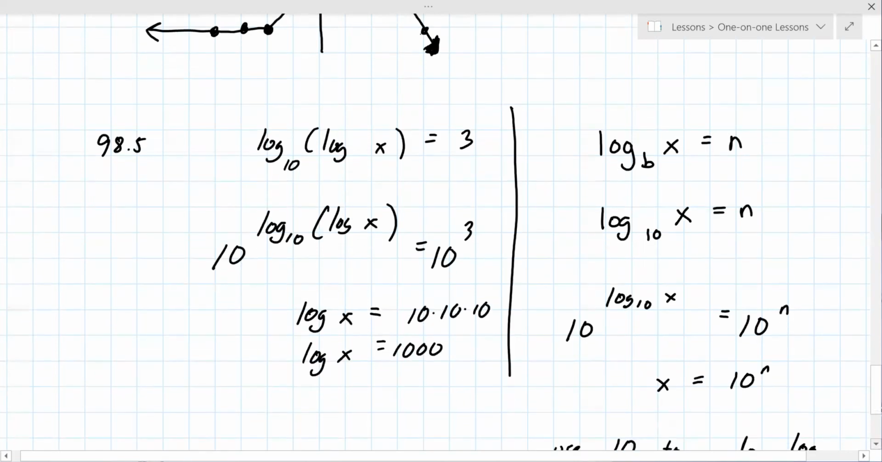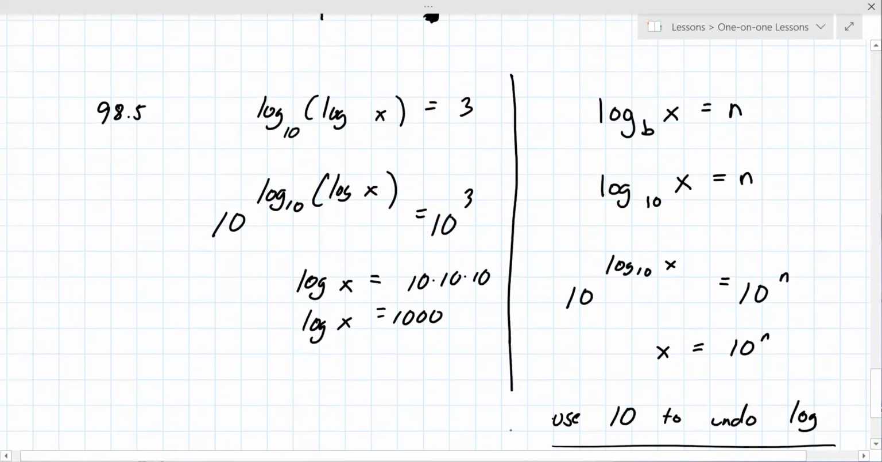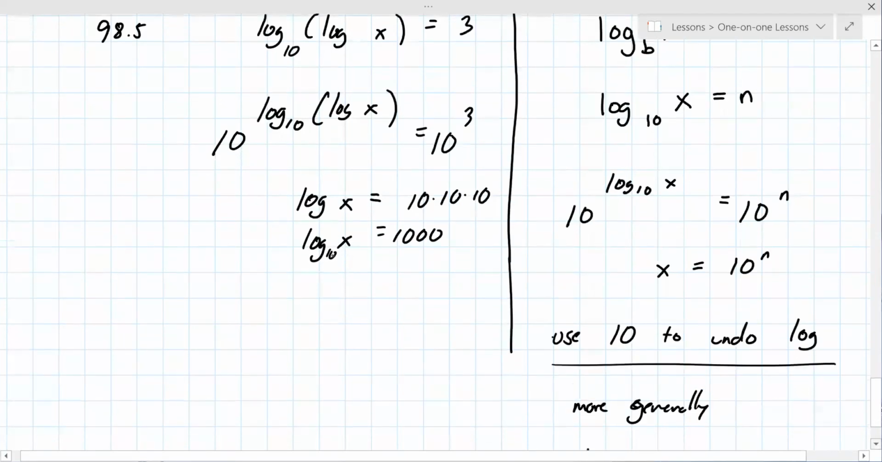So again, there's really a 10 here. So you undo log with log base 10 of 10. So it's 10 to the log base 10 of x equals 10 to the 1,000 power. And that undoes this over here. So it just becomes x equals 10 to the 1,000 power, which is a pretty big number. That's why they just write it that way.